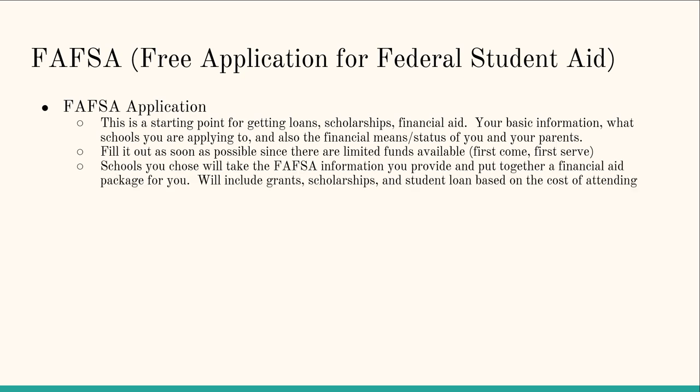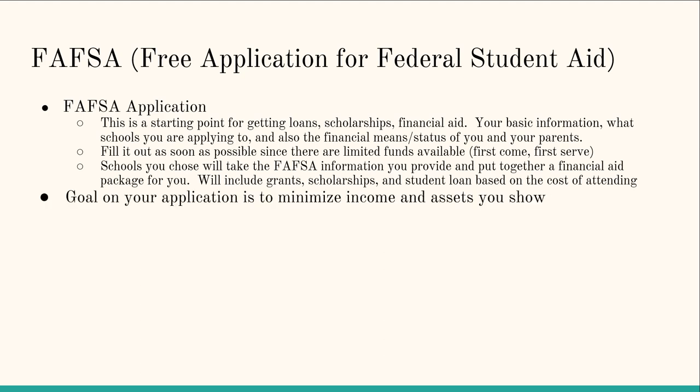Okay, so once you fill out the FAFSA, the schools that you choose to apply to will take the information from the FAFSA and put together a financial aid package for you. This will include offers for grants, scholarships, and student loans, and it's all based on the cost of attending that particular school. Once you get accepted to a school, you'll likely get a letter of financial aid that will specify the financial aid package you could expect from the school.